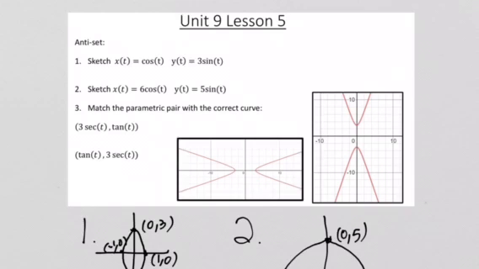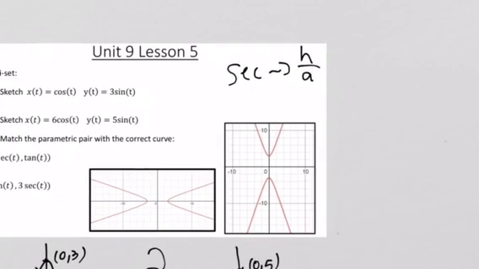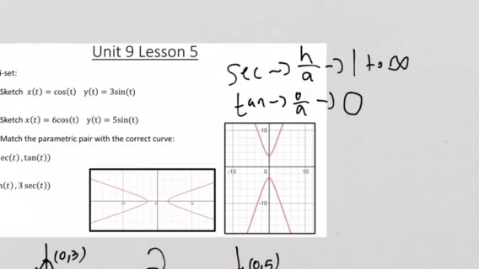So then, to determine which of these goes with which graph, we have to remember that secant represents the hypotenuse over the adjacent in a right triangle. And because the hypotenuse is always going to be longer than the adjacent side, the smallest this ratio could be is 1, but it could also be infinitely big. So secant goes from 1 to infinity, but tangent represents opposite over adjacent. And the opposite over adjacent ratio could be 0, and it could also be infinity.